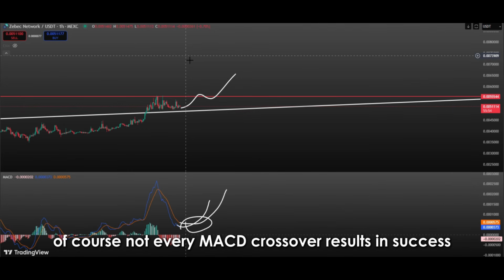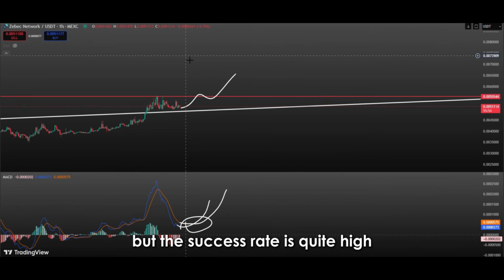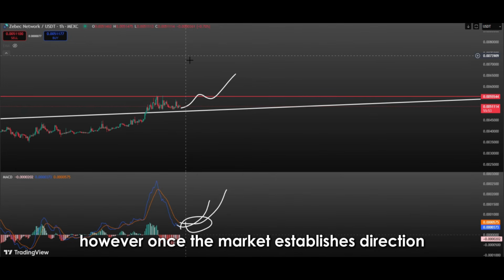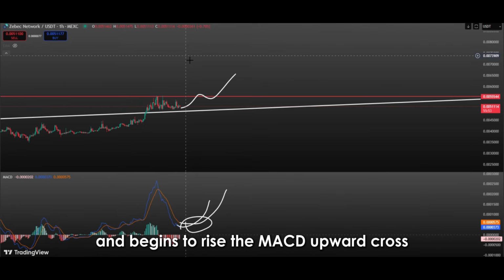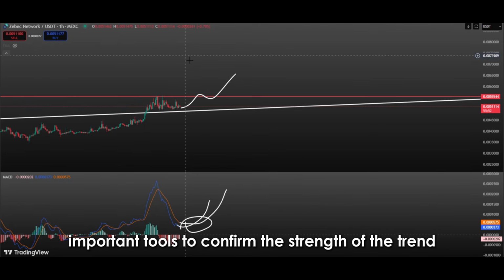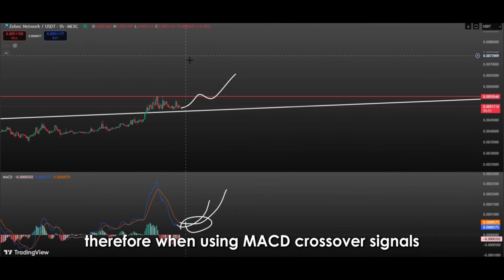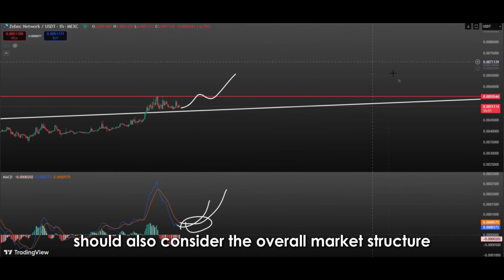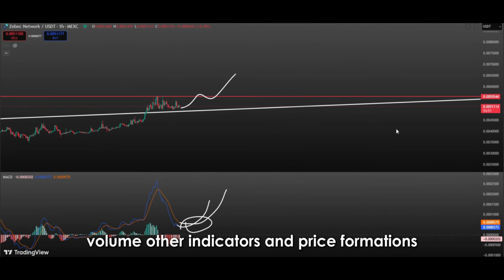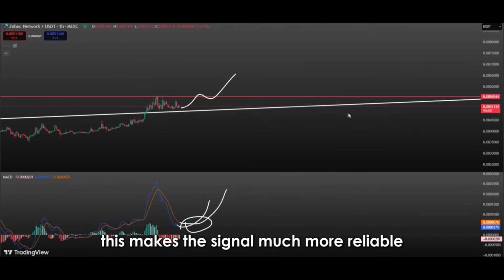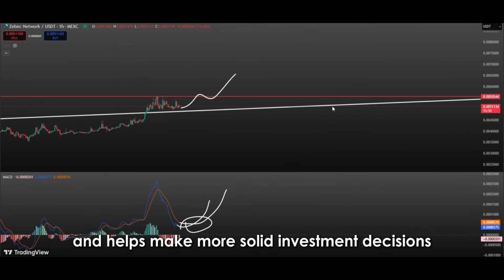Of course, not every MACD crossover results in success, but the success rate is quite high. During sideways market conditions, such crossovers can be misleading. However, once the market establishes direction and begins to rise, the MACD upward crossover becomes one of the most important tools to confirm the strength of the trend. Therefore, when using MACD crossover signals, investors should also consider the overall market structure, volume, other indicators, and price formations. This makes the signal much more reliable and helps make more solid investment decisions.